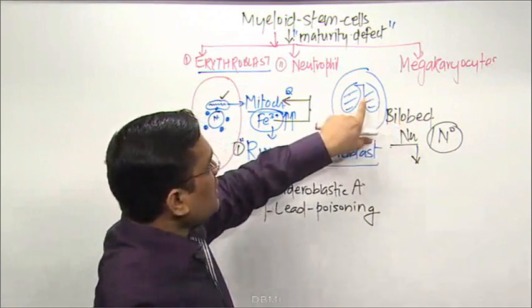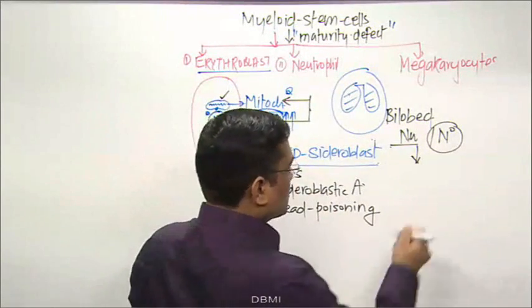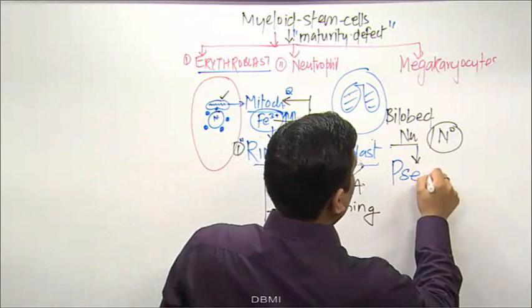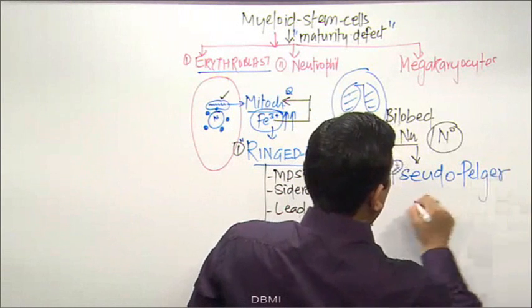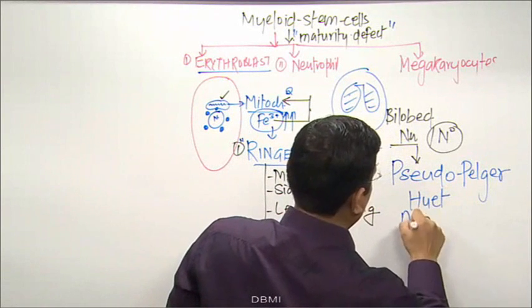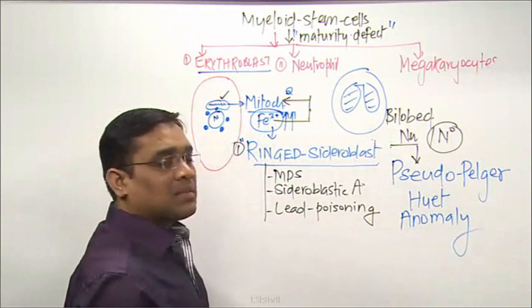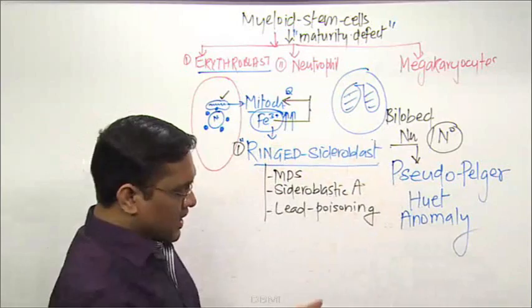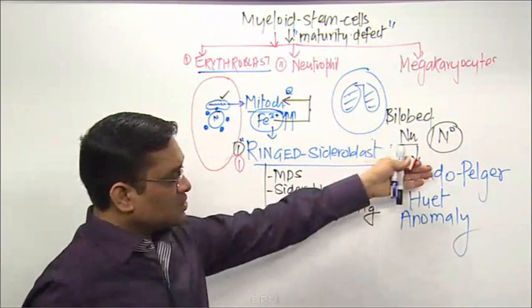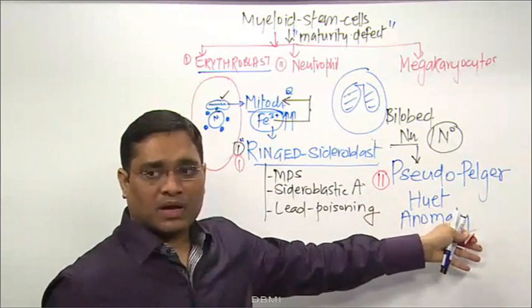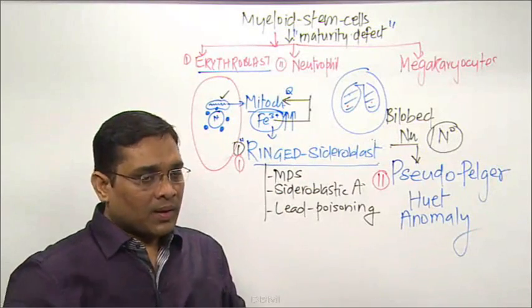So a bilobed nucleus in a neutrophil is due to maturation defect, and this condition is called pseudo-Pelger-Huet anomaly. Remember it. Pseudo-Pelger-Huet anomaly. This is another name which the examiner will ask you. Ringed sideroblast, and the second deformity is pseudo-Pelger-Huet anomaly. What is pseudo-Pelger-Huet anomaly? These are bilobed nuclei inside the neutrophil.